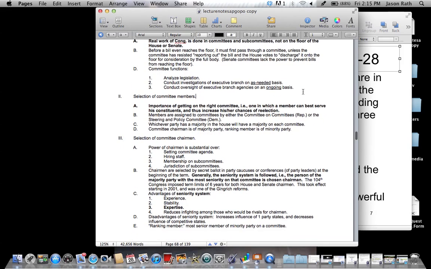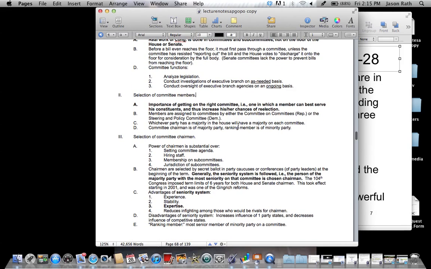So how do you select committee members? And I put here, this is important, getting on the right committee when you go to Congress, one in which a member can best serve his constituents. Remember what those are. And thus increases his chances of re-election. That's very, very, very important.